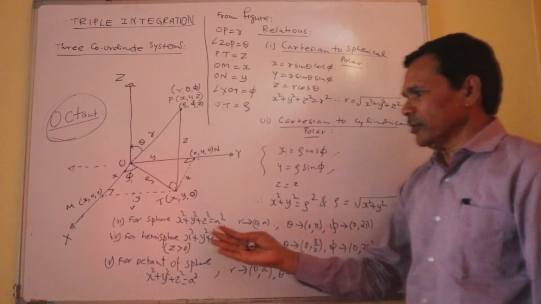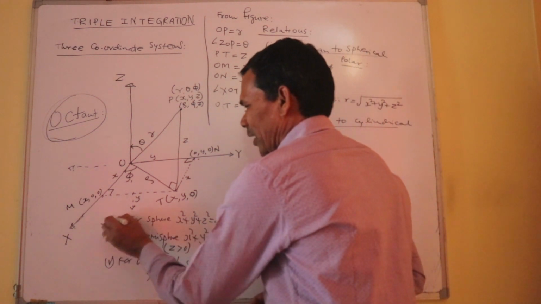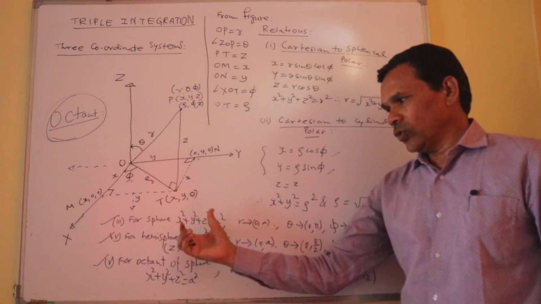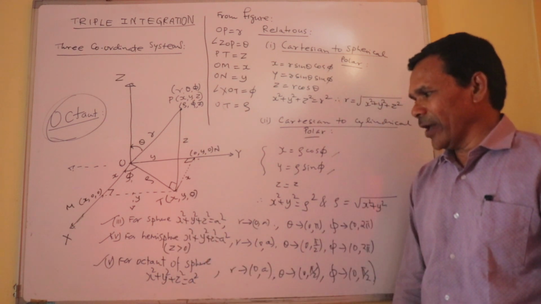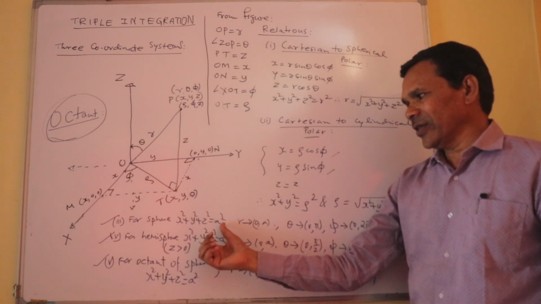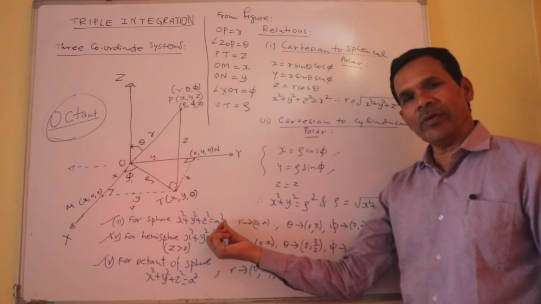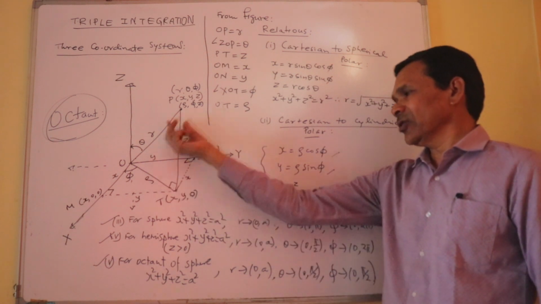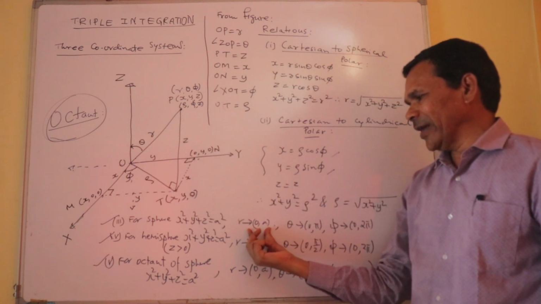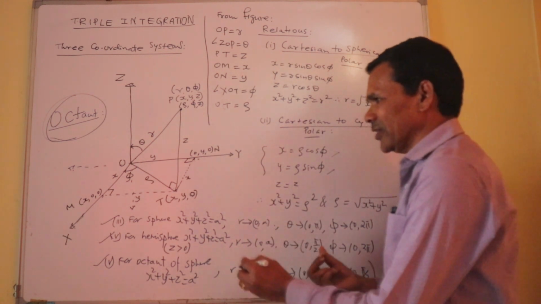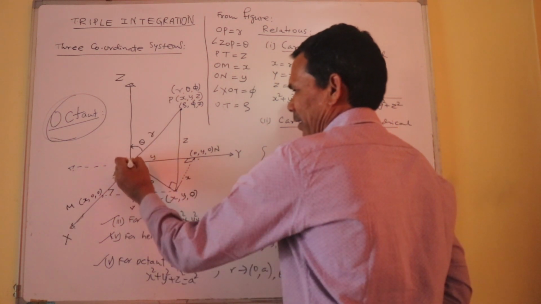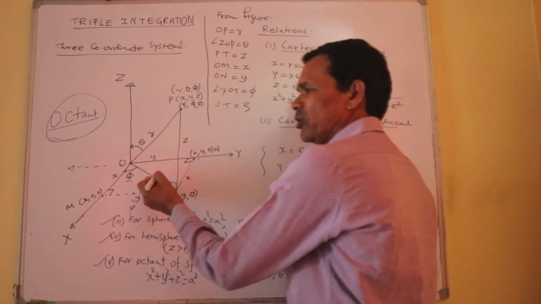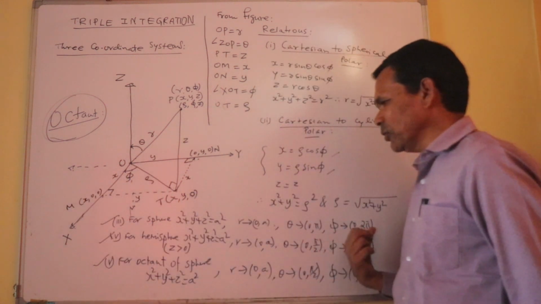Then, to transform any triple integration from Cartesian to spherical polar for a sphere, it is very clear: the sphere is x square plus y square plus z square equal to a square, with center at the origin and radius a. So r, that is the length of the radius vector, varies from 0 to a. Theta is this angle; for the sphere, it goes from 0 to pi, and phi, the azimuthal angle, varies from 0 to 2 pi.